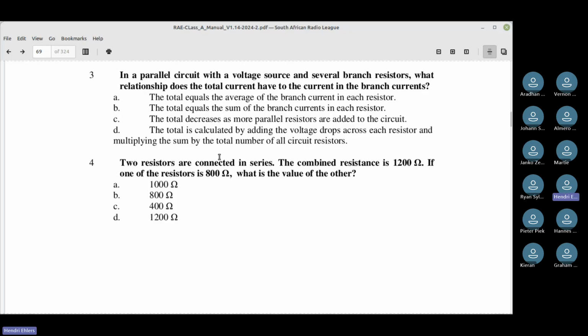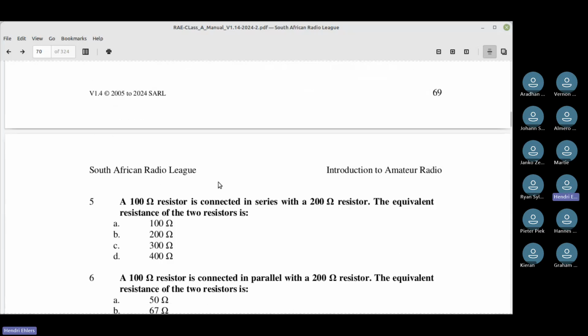Two resistors are connected in series. The combined resistance is 1,200 ohm. One of the resistors is 800 ohm. What is the value of the other resistor? So we know that if it's in series, we add it together. So we must subtract 800 from 1,200, and that is going to leave us with C. Okay, and everybody agrees.